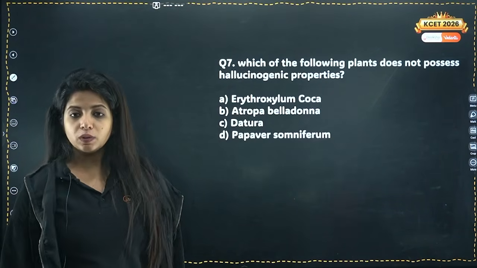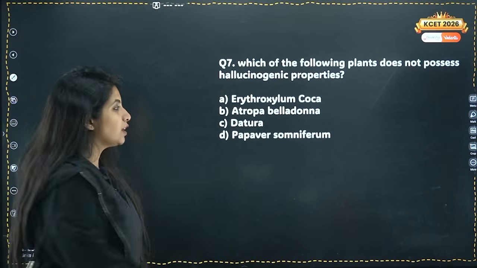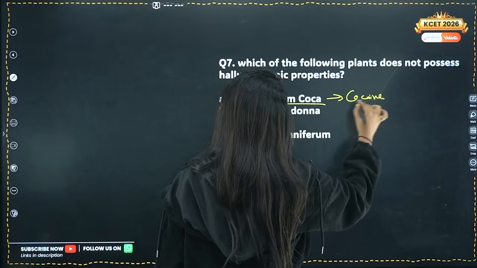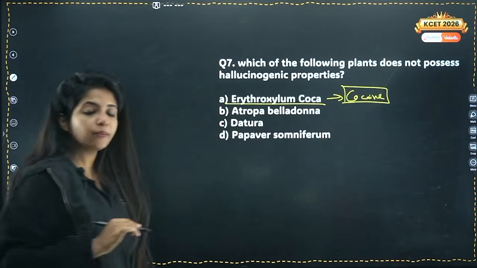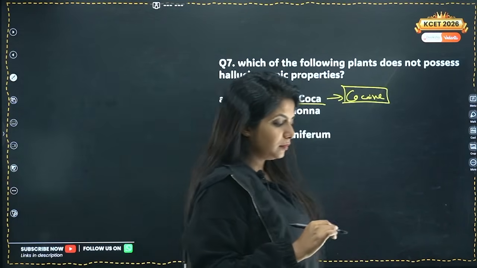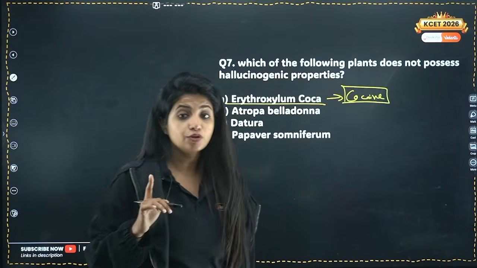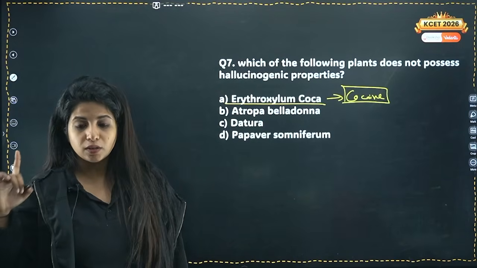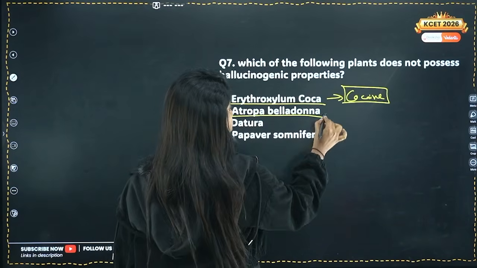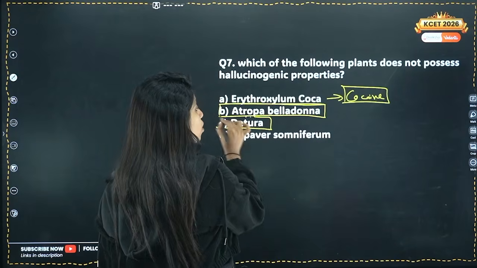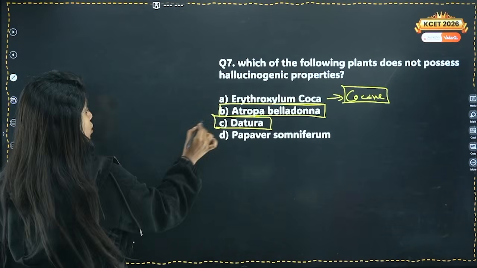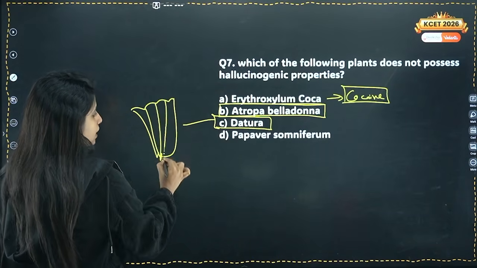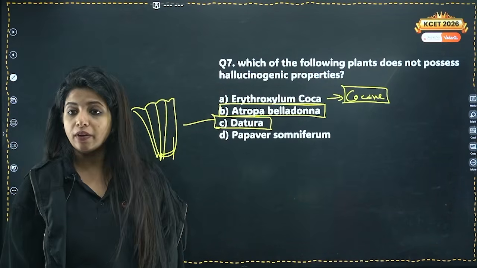Now, there are a few plants which have hallucinogenic properties. For example, Erythroxylum coca is one such plant from where you get cocaine. This Erythroxylum coca is native to South America, and it gives you cocaine, also known as coke or crack. In high doses, it can cause hallucination. Atropa belladonna is also a hallucinogenic plant, and Datura is also a hallucinogenic plant. The Datura picture is also given in your NCERT. It looks something like this. This is Datura, my dear children, one more very important thing.